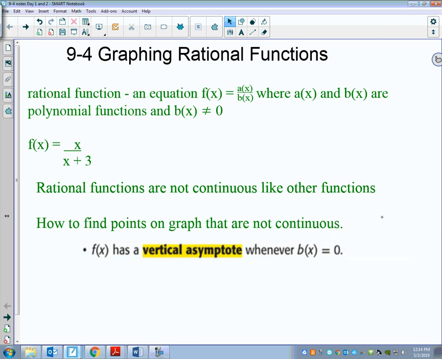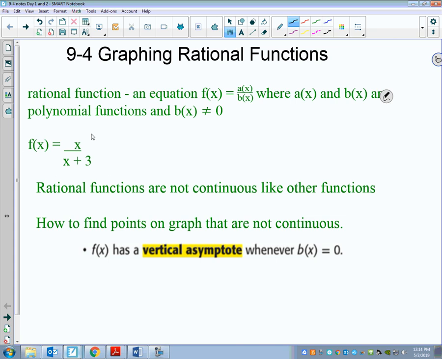Okay, so now that we've talked about the basic rational function, we want to talk about what if things get a little more complicated. So a rational function is an equation where you have like a function in the top and a function in the bottom. And that's what this means, where you have a of x over b of x, and b of x can't equal 0. So this is a lovely example of a rational function.